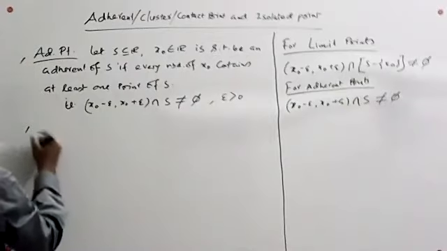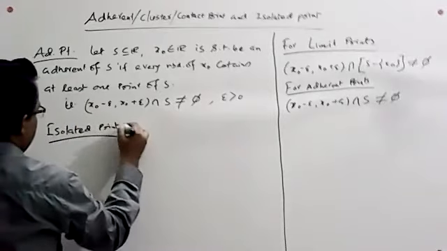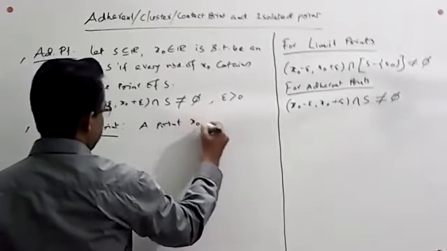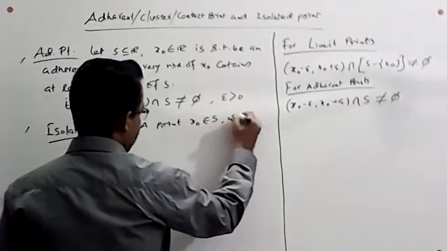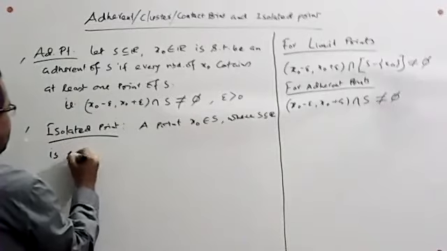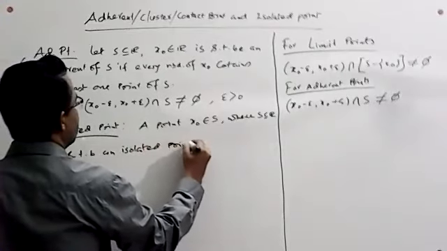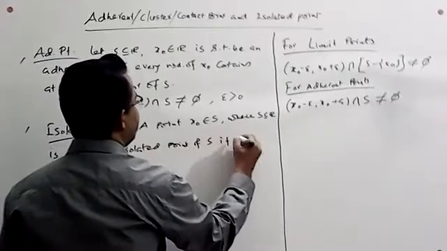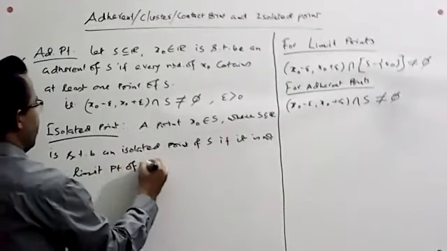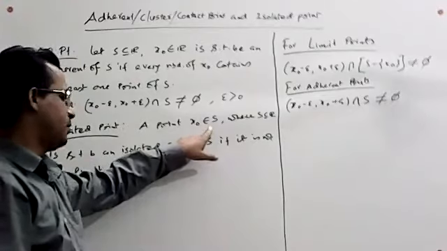Now we are going to define isolated point. A point x naught which belongs to the set S, where S is a subset of R, is said to be an isolated point of S if it is not a limit point of S. One thing is very important here: an isolated point must belong to the respective set.